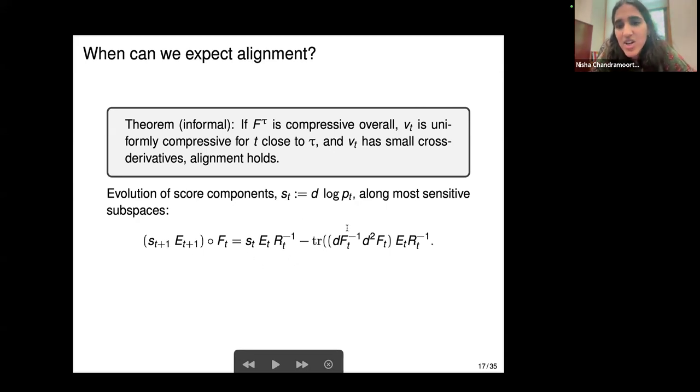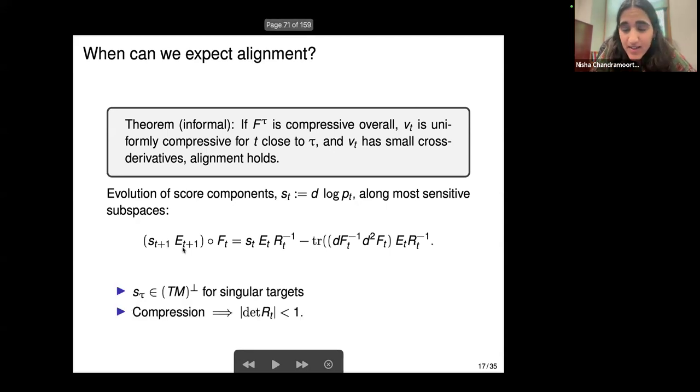So we can write down a recursive equation for what this evolution of the score components along the most sensitive subspaces E_t look like and derive conditions for when this will be arbitrarily small. So if the score is normal to this E_t, then we know that the E_t has to be tangent to the data manifold, because the score blows up in the orthogonal direction. So it's really pointing towards the orthogonal. S_tau is orthogonal to the data manifold. So if S_tau dot E_tau is 0, then that means that E_tau should be tangent to the data manifold. So that's how we derive these conditions.